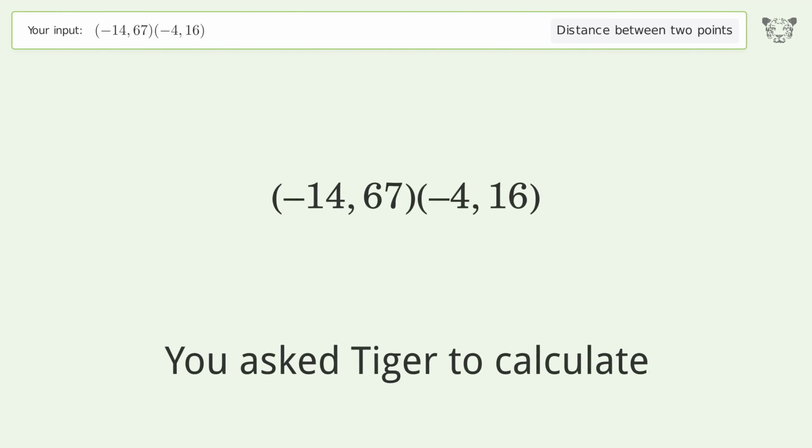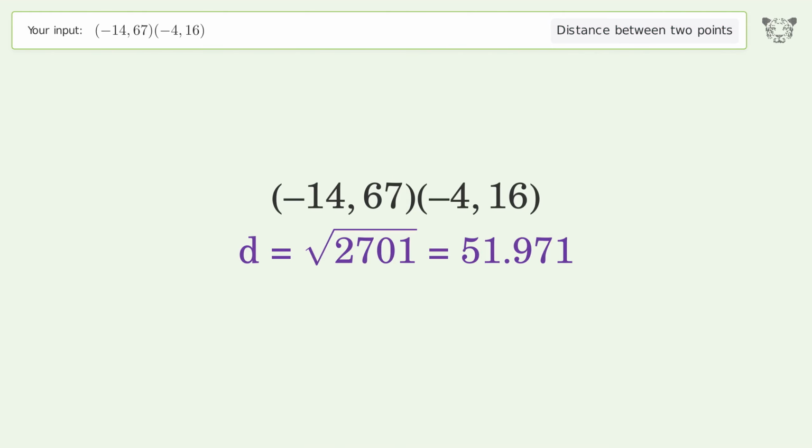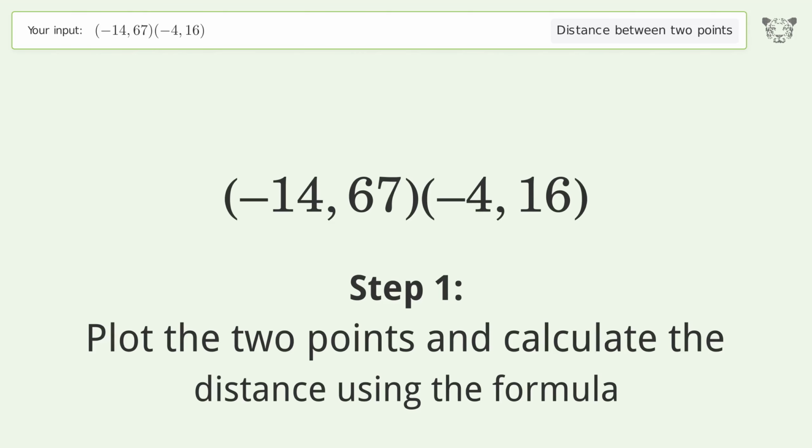You ask Tiger to calculate. This deals with the distance between 2 points. The distance between the 2 points is the square root of 2,701 or 51.971. Let's solve it step by step. Plot the 2 points and calculate the distance using the formula.